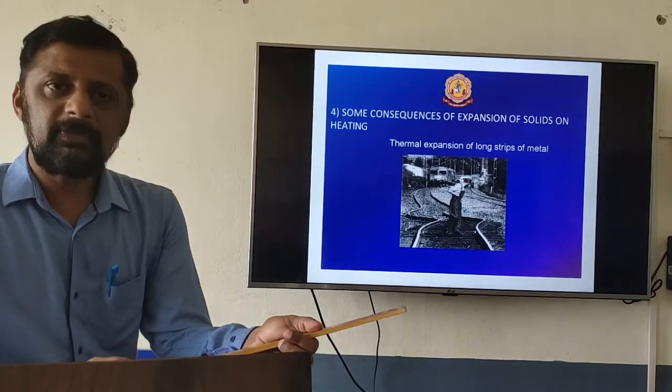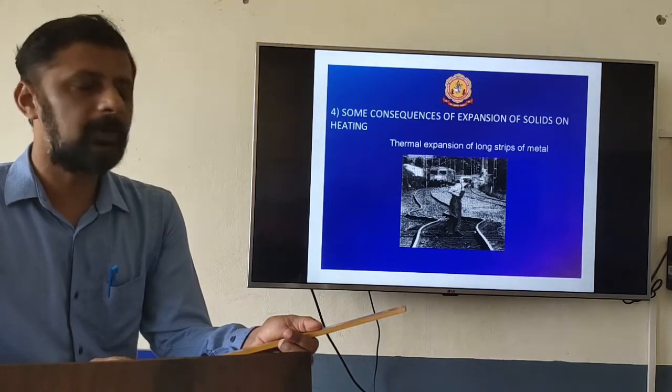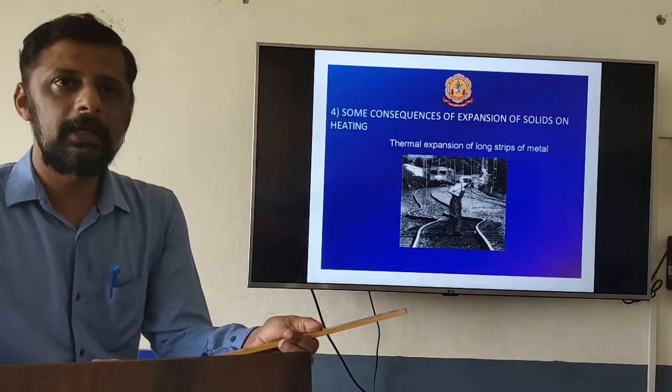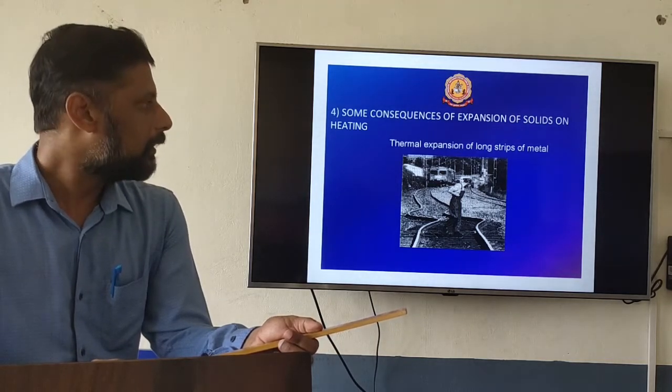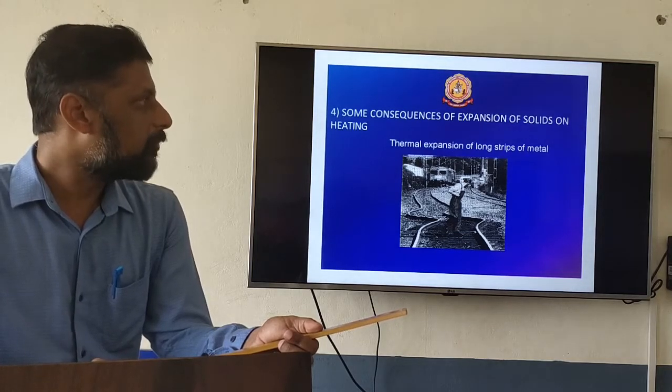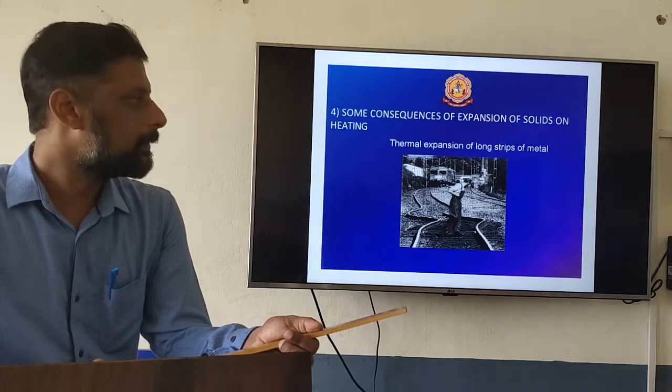Next, a few consequences of expansion in case of solids due to heating. Usually in the summer season you can observe the expansion in railway tracks, the thermal expansion of long strips of metal.